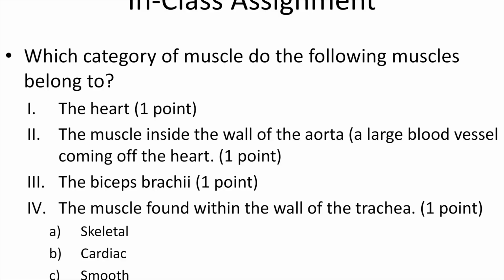Okay, this brings us to our next in-class assignment. Which category of muscle do the following muscles belong to? The heart, that's cardiac muscle. That's the only place cardiac muscle is found. The muscle inside the wall of the aorta, which is the large blood vessel coming off of the heart, is smooth muscle. The biceps brachii is skeletal muscle. And muscle found within the walls of the trachea is also smooth muscle.